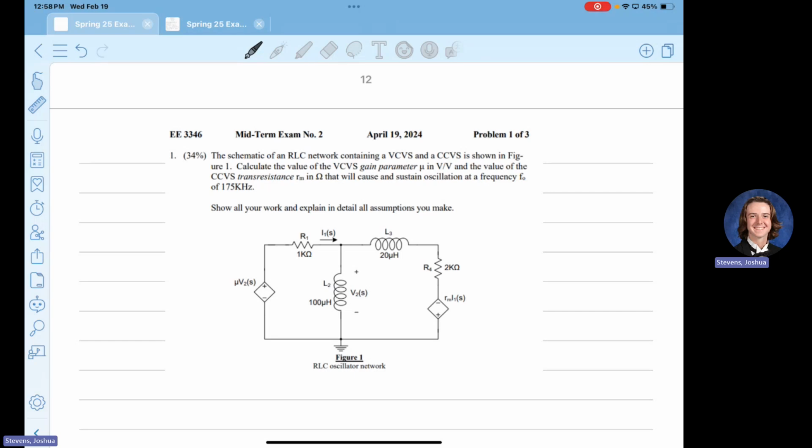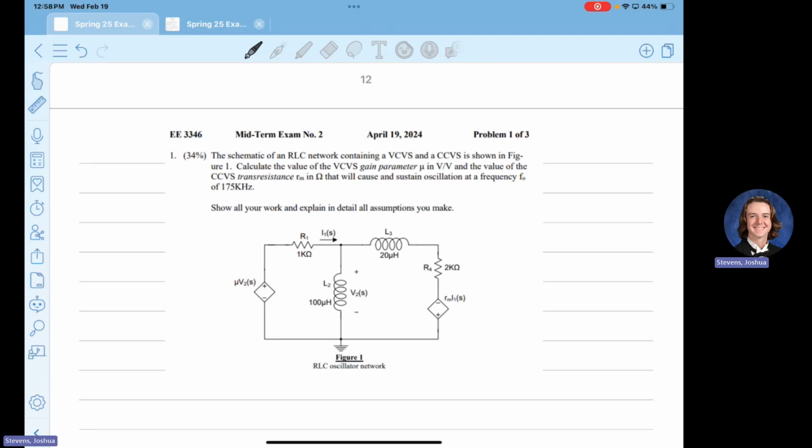Calculate the value of the voltage-controlled voltage source gain parameter mu in volts per volt, and the value of your current-controlled voltage source transresistance, Rm in ohms, that will cause sustained oscillation at frequency FO of 175 kilohertz. I'm sure all your work can explain in detail. So what's step 1?